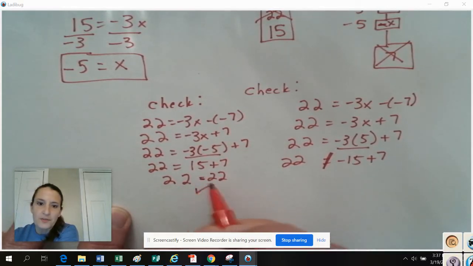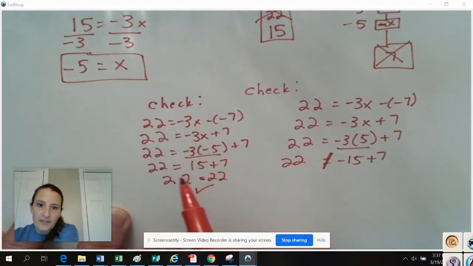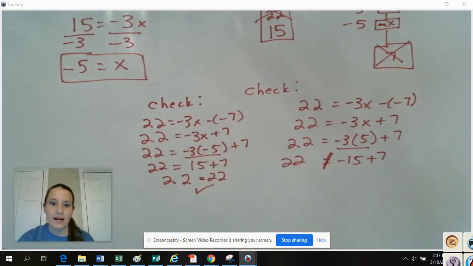22 is not my solution. I'm looking for the value of x, and the value of x is negative 5. This is not my solution. This is just to check my work to make sure that I am correct.